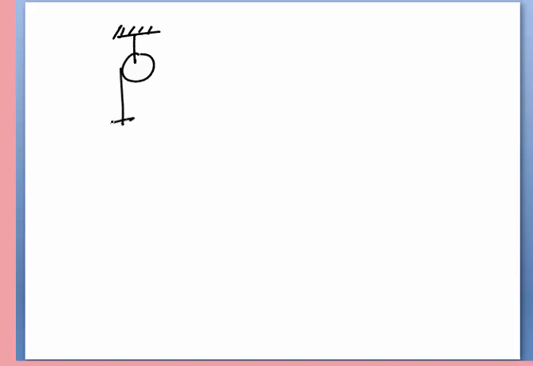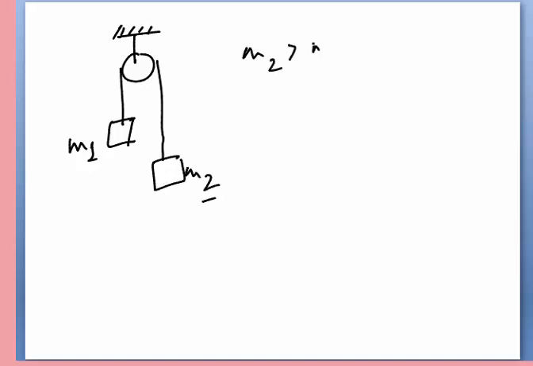M1 mass is here, M2 is here, and our assumptions remain the same. Since M2 is greater than M1, I note that the motion of this entire system is in this direction, that is clockwise, as you see it on the screen.